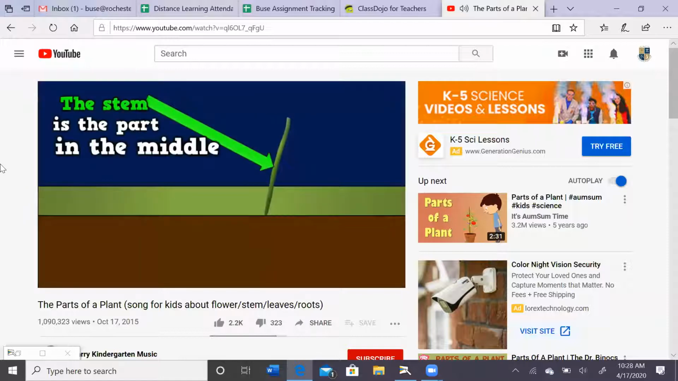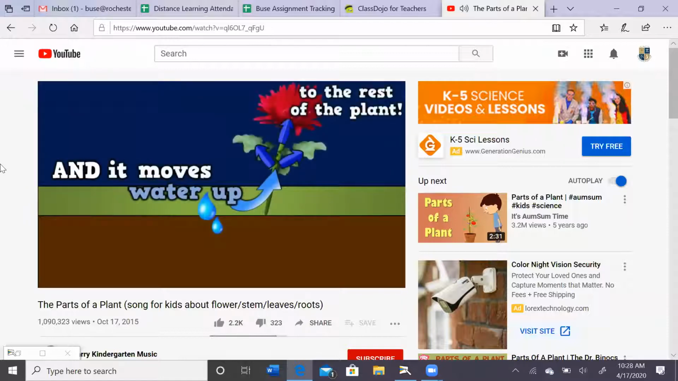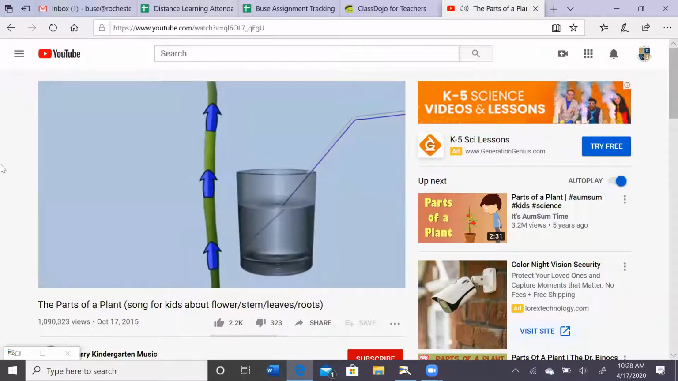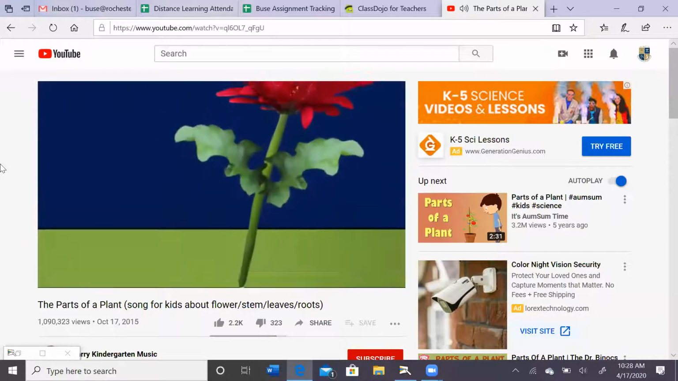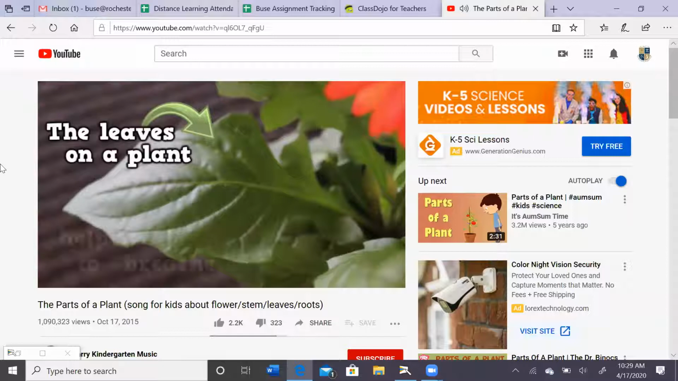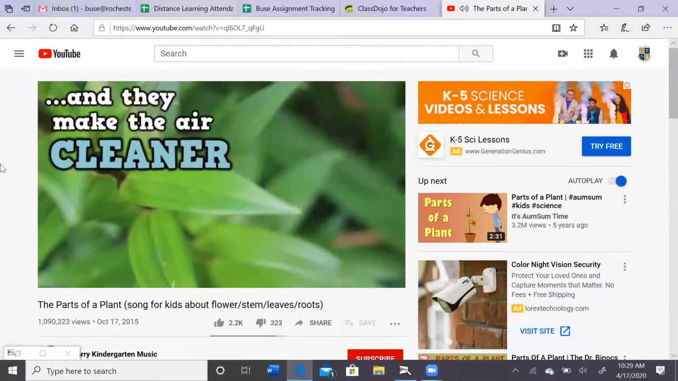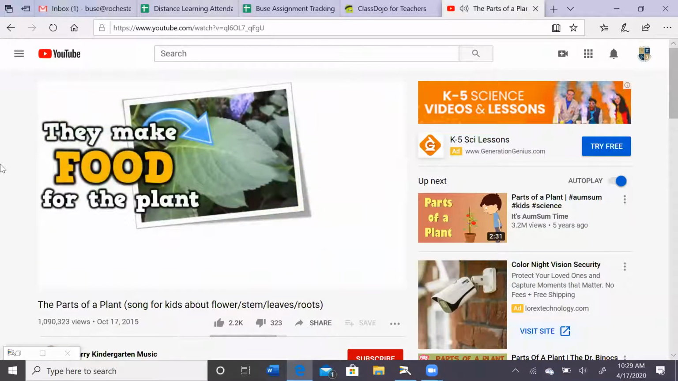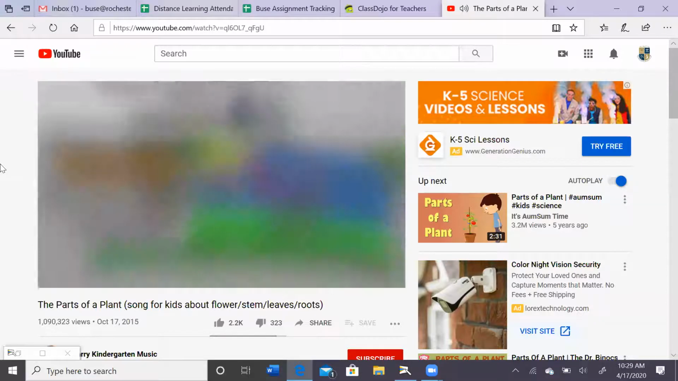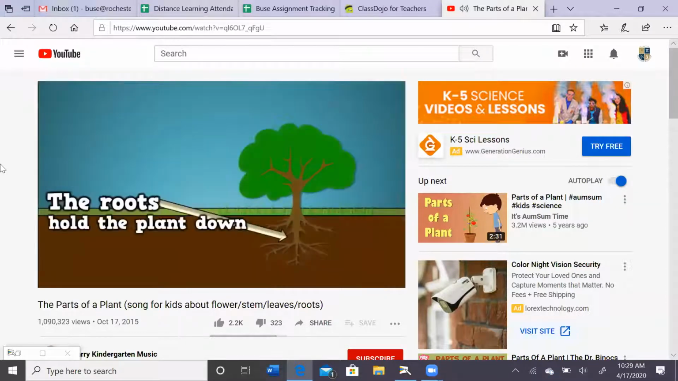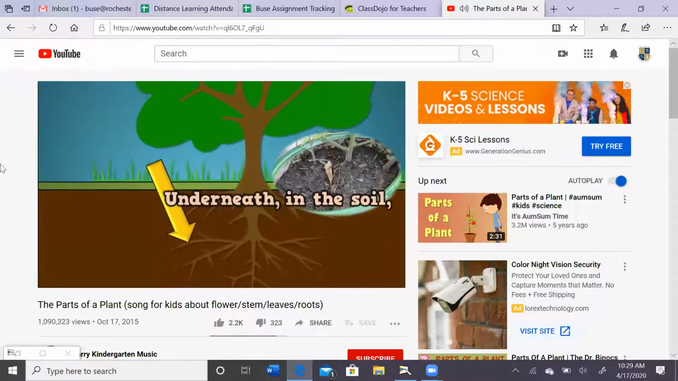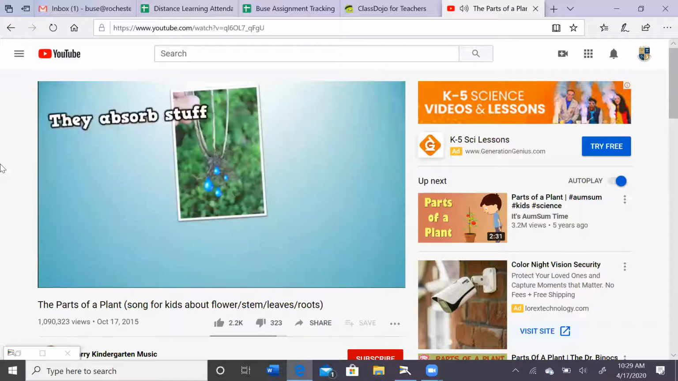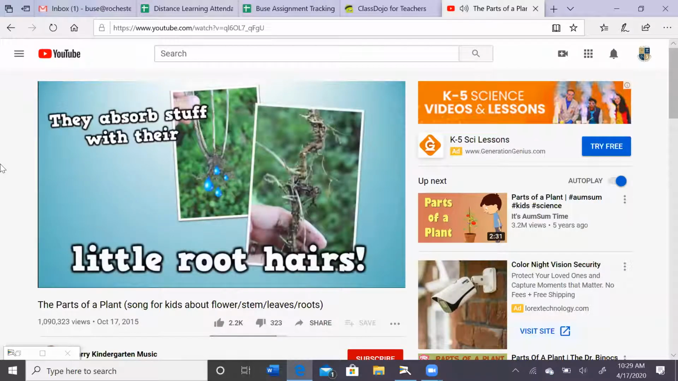The stem is the part in the middle, and it moves water up to the rest of the plant. Through the stem, that water flows. It's like a straw. Watch it go. The leaves on a plant help it to breathe, and they make the air cleaner for you and me. Get set for a big word. You ready for this? They make food for the plant through photosynthesis. The roots pull the plant down into the ground. Underneath in the soil is where they are found. They soak up water and minerals there. They absorb stuff with their little root hairs.